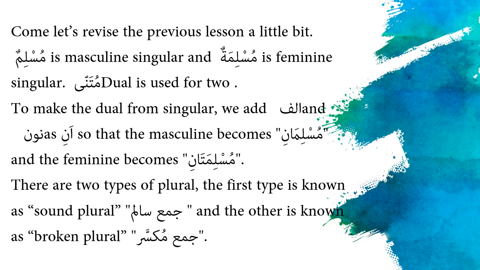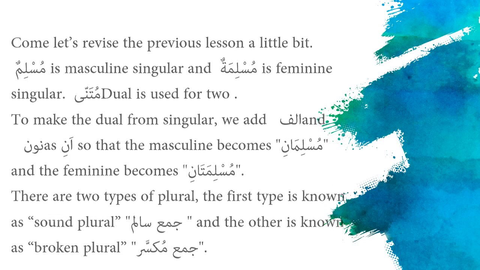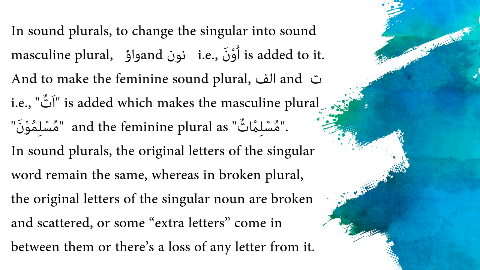The first type is known as sound plural, jama' salim, and the other is known as broken plural, jama' mukassar. In sound plurals, to change the singular into sound masculine plural, noon, waw and noon, that is una, is added to it. And to make the feminine sound plural, alif and ta, that is atun, is added, which makes the masculine plural muslimuna and the feminine plural muslimatun.